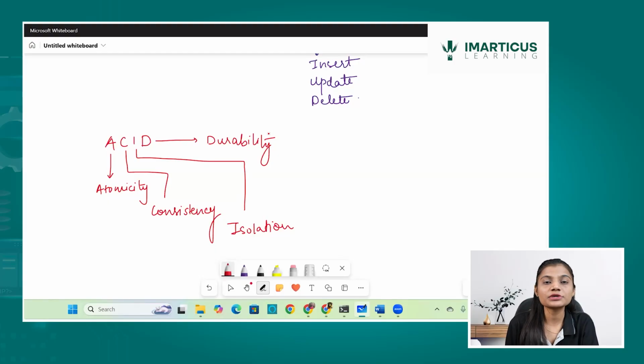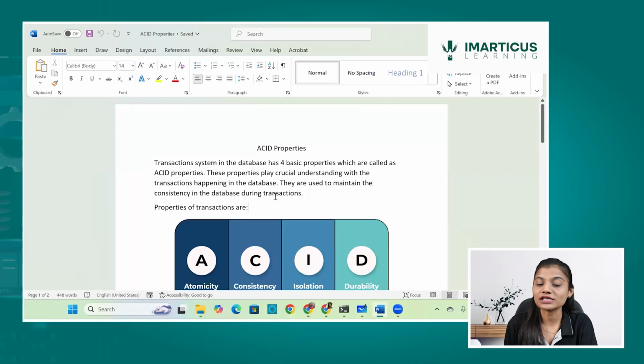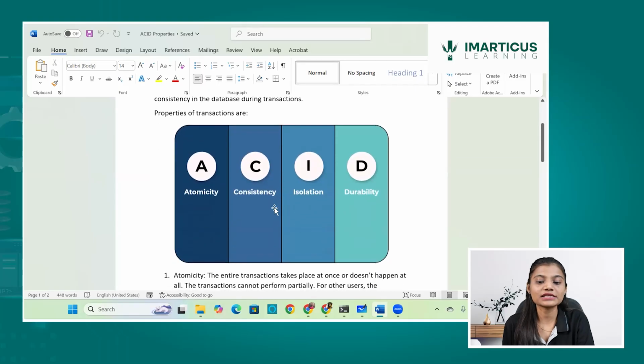Now let us understand the meaning of each word with a simple example of a transaction which you all must have seen. Transaction systems in the database have four basic properties known as ACID properties. These properties play a crucial role in transactions happening in databases. They are used to maintain consistency in the database during transactions. A stands for atomicity, C for consistency, I for isolation, and D for durability. Let's talk first about atomicity.